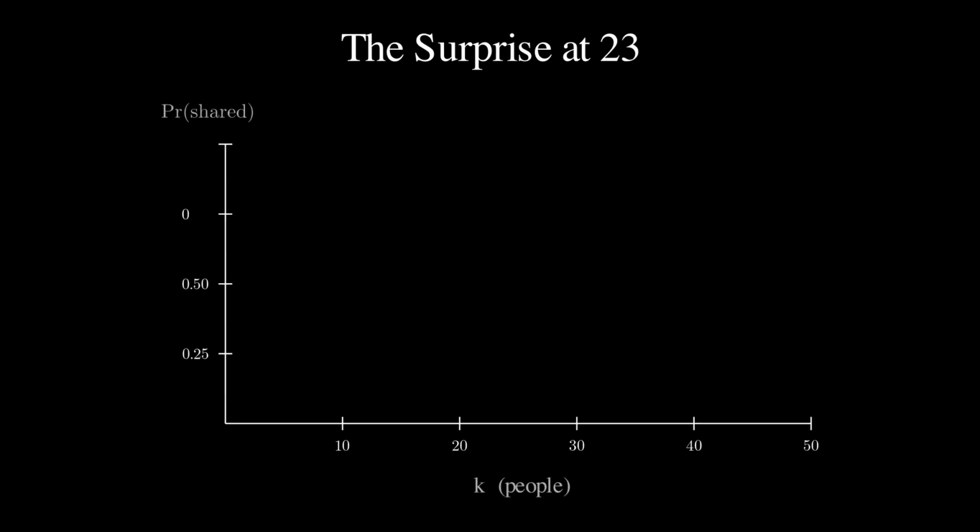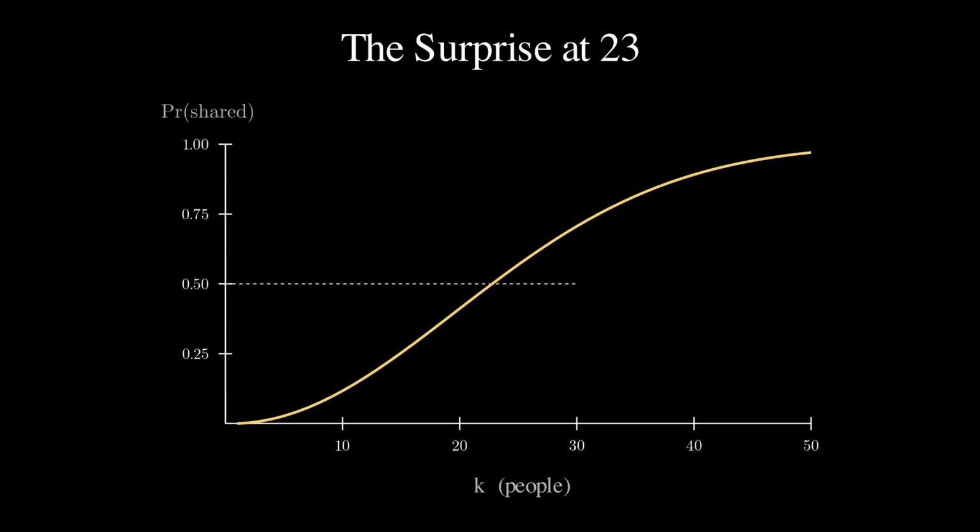Now evaluate it. As the room fills, the probability of a shared birthday climbs, slowly at first, then steeply. It first passes 1/2 at just K equals 23, where it is about 0.507. In a room of only 23 people, it is already more likely than not that some pair shares a birthday, even with 365 days to go around.